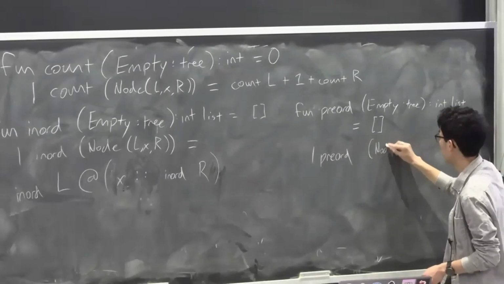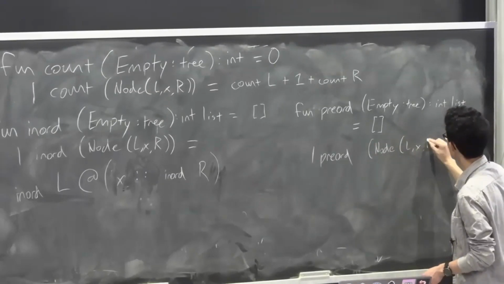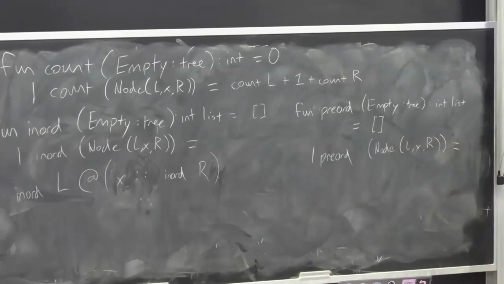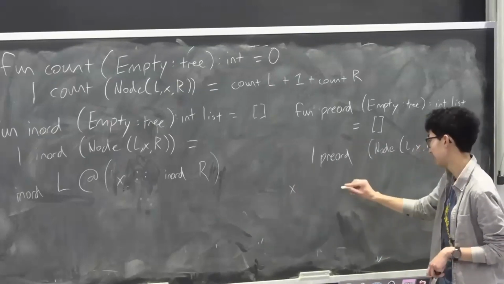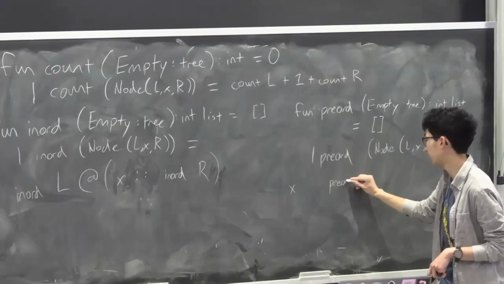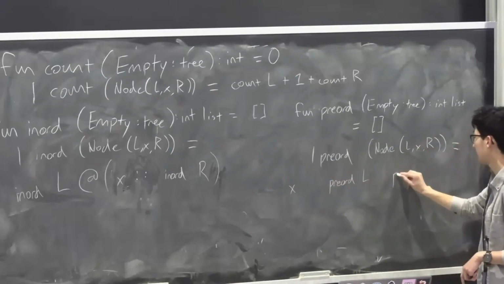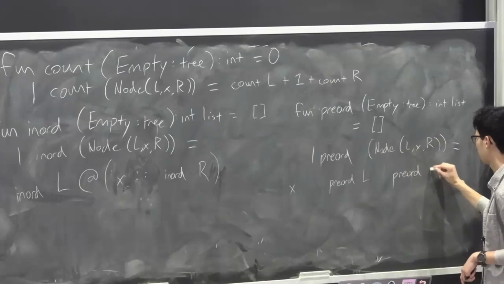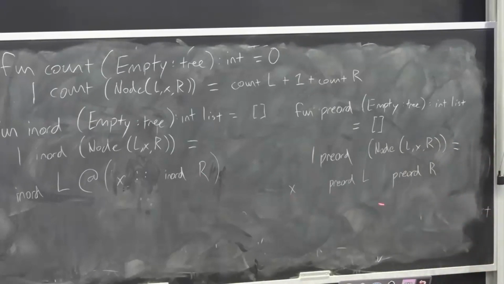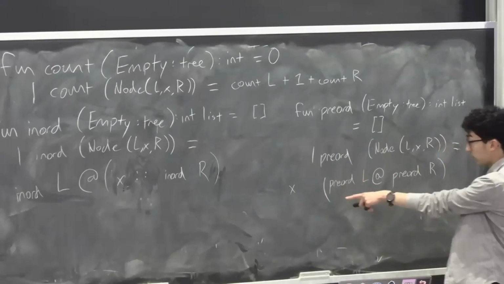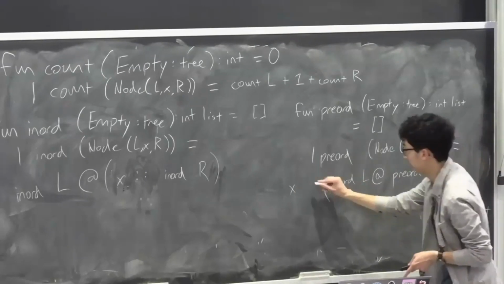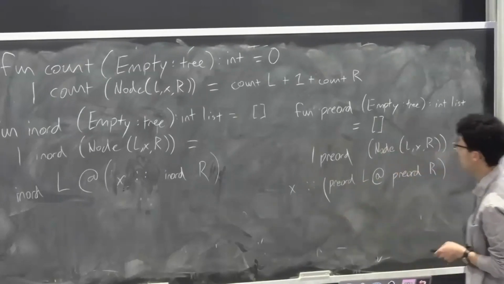But if I preord of node L X R as usual, well, now I have to do root, then left, then right. So what it looks like is I'm going to do something like this. X, I'm going to call myself recursively on the left, and I'm going to call myself recursively on the right. And now how do I stitch this up into a valid int list? I'm going to take these two int lists and append them together. And now I have an int with an int list, so I'm going to cons it on. That's all. That's all you need to do.